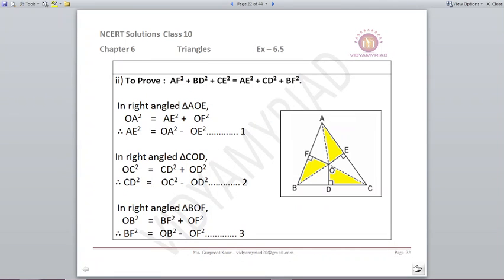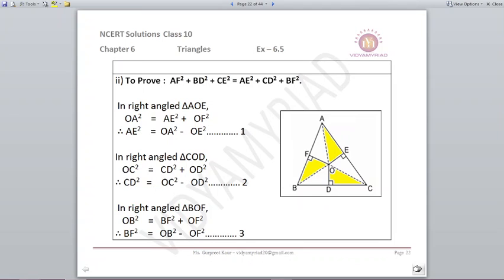Second part. In the second part we need to prove that AF square plus BD square plus CE square is equal to AE square plus CD square plus BF square. Now for getting this, I want AE, I want CD, I want BF. So I am taking the yellow triangles now.